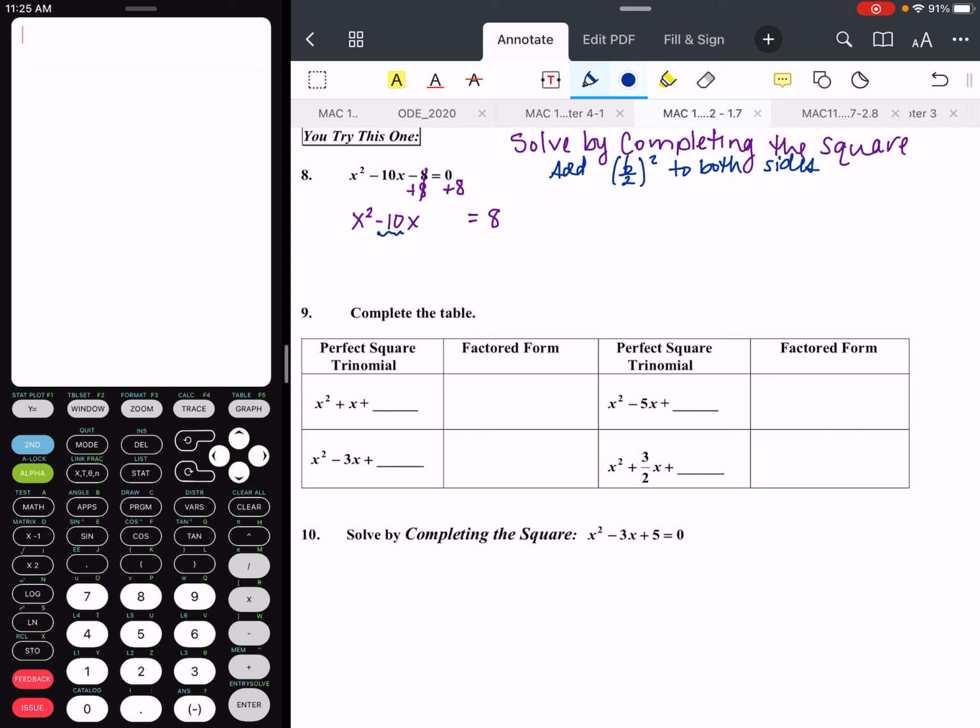This negative 10 is our b coefficient, so I'm going to take negative 10 over 2 squared, which is equal to negative 5 squared, which is equal to positive 25. So I'm going to add 25 to both sides.